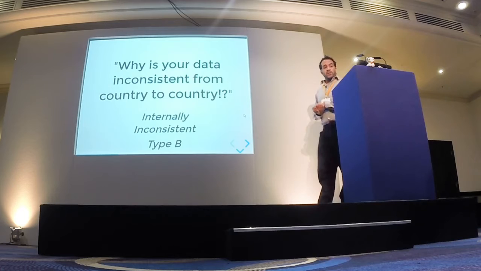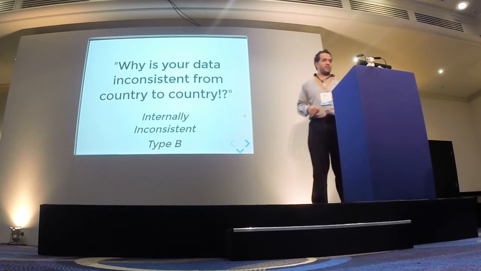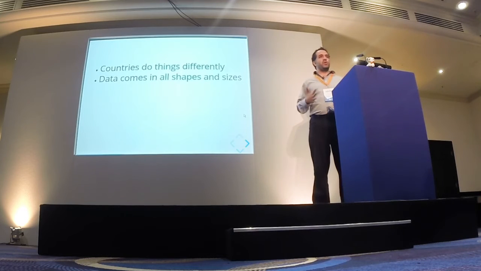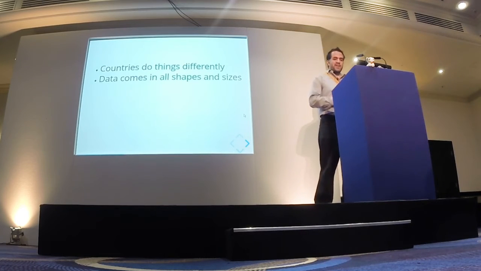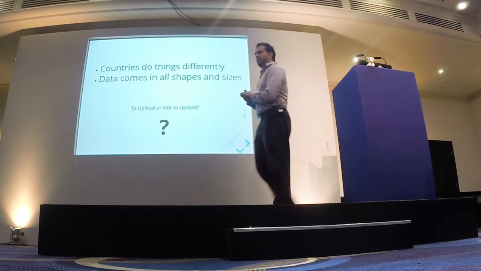Internal inconsistency type 2. Why is your data inconsistent from country to country? The answer is fairly obvious. When you have a database that includes Germany and it includes Rwanda, there's going to be some slight differences in data quality. And that leads to one of my favorite games that I used to play.